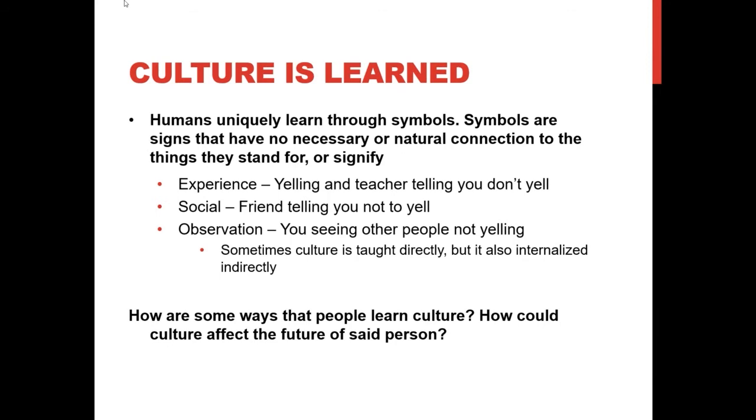Okay? Now, most importantly, culture is learned in these three different ways: experience, social, and observation. The first thing, experience, right? You can think of it as first-hand experience. Let's say you are a kid in a classroom, and the teacher asks, what's 2 plus 2? And you yell out, 4. Right? And the teacher's like, Jimmy, next time, please raise your hand before yelling out the answer. And you learn right then and there, okay, culturally, I need to raise my hand, or culturally, I can't yell, right? That's experience.